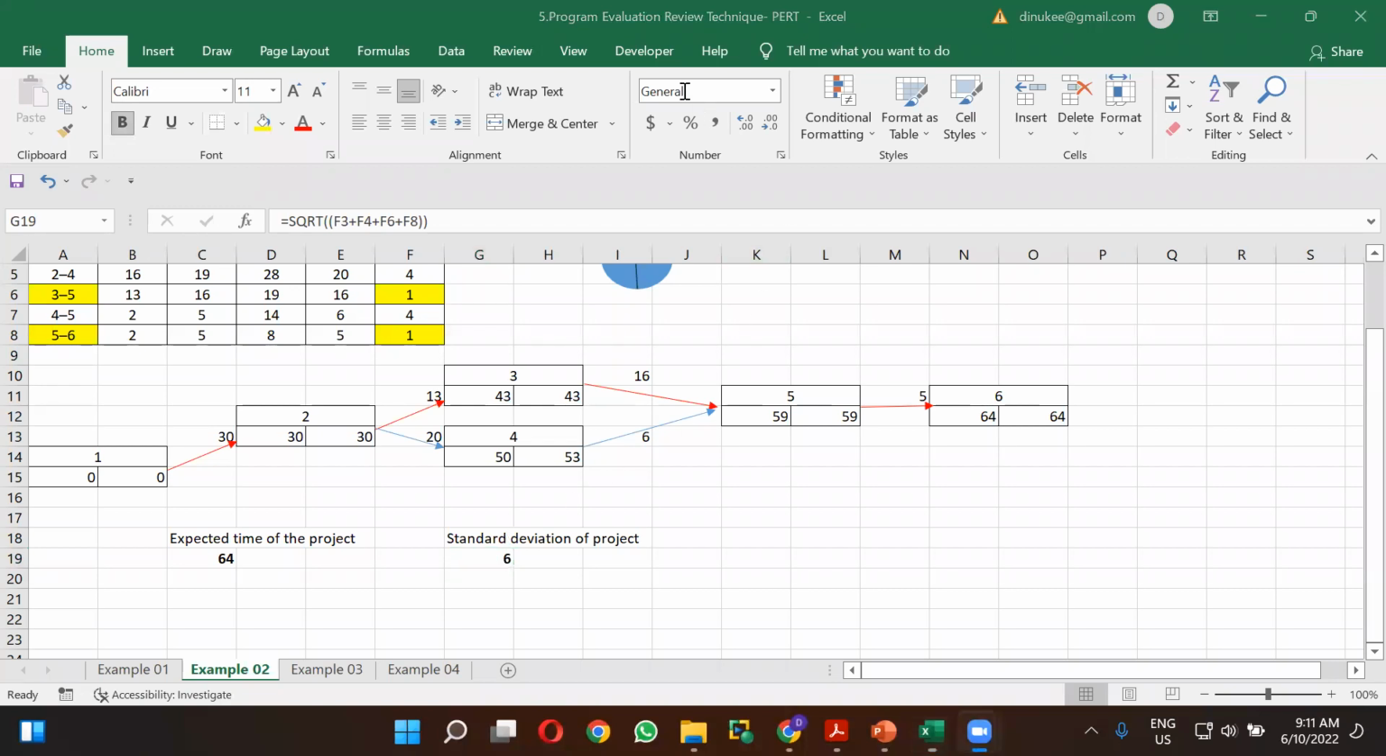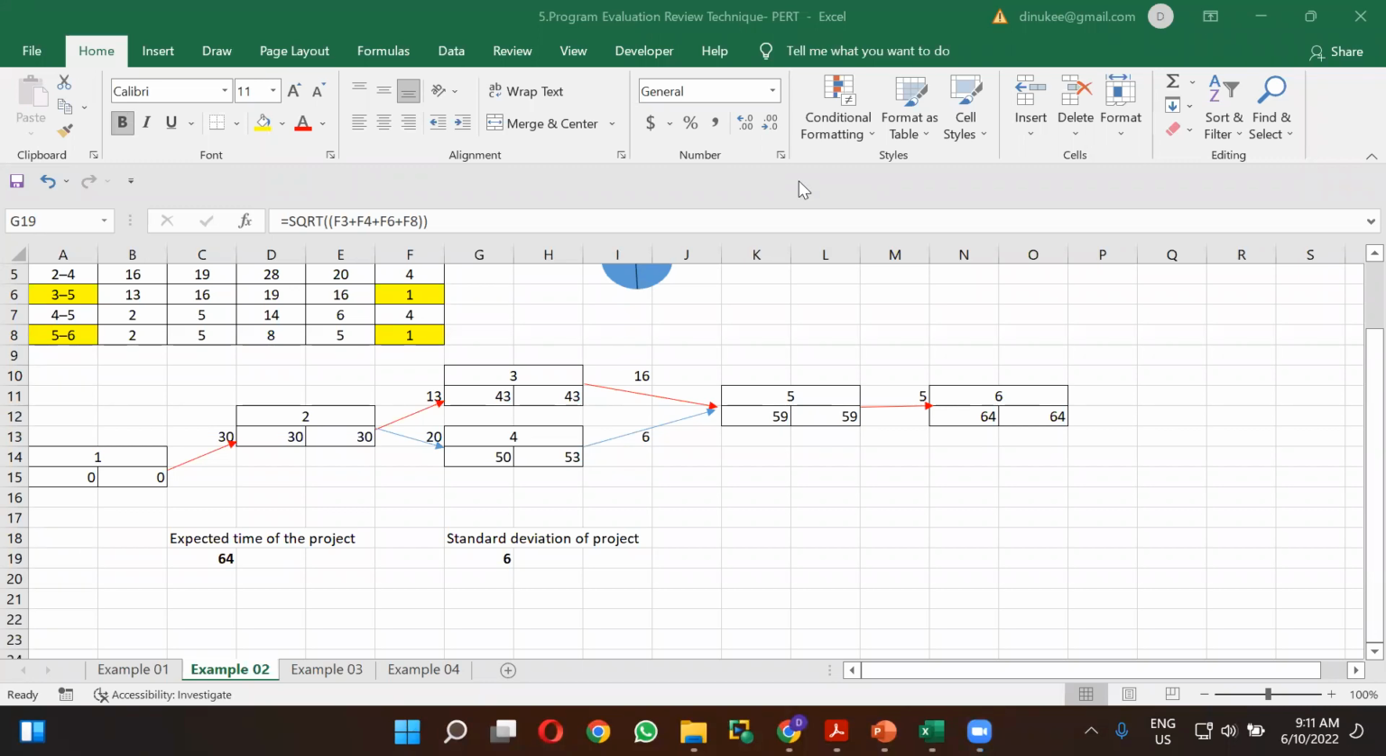Did you all get this answer? Diane and Rukshika got the answer as 6. I think most of you have got the answer. That is the standard deviation of the project. So that is all, actually.